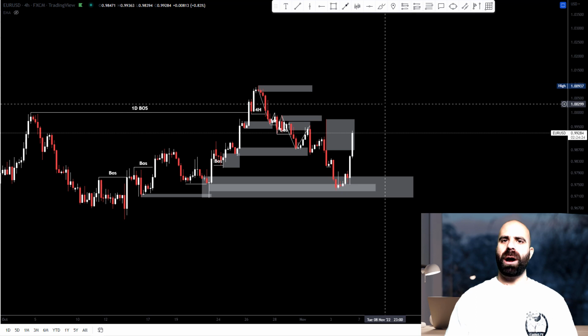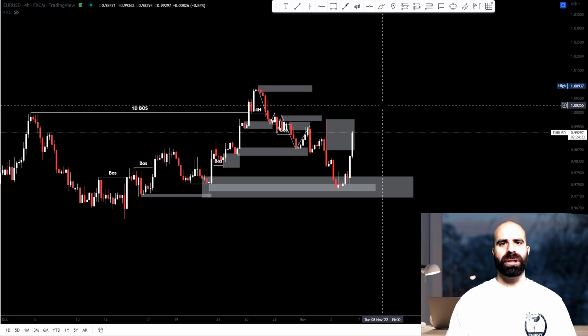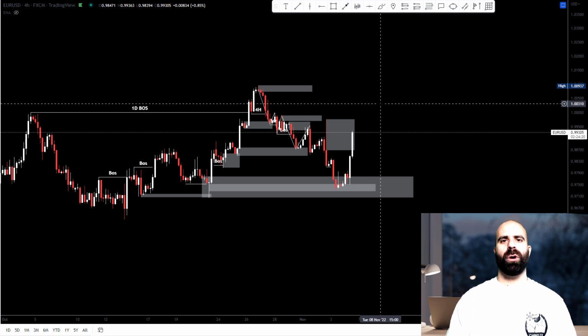Okay, this was our complete guide on order blocks and how to identify order blocks.